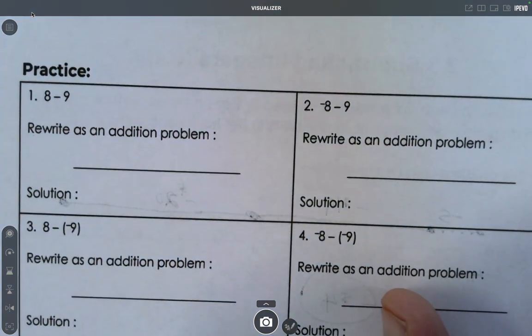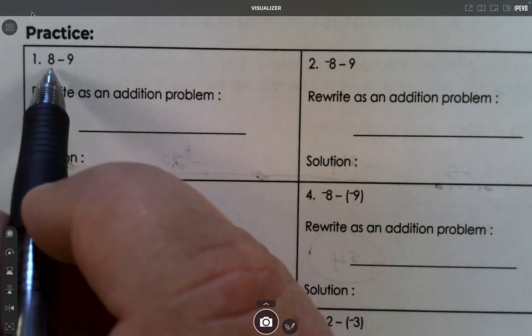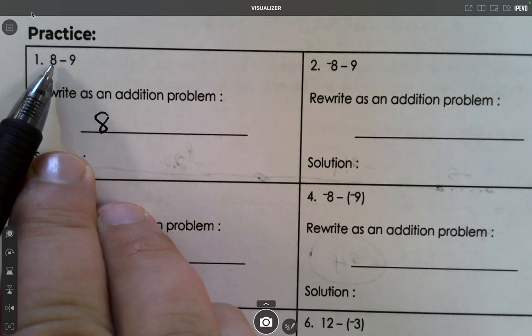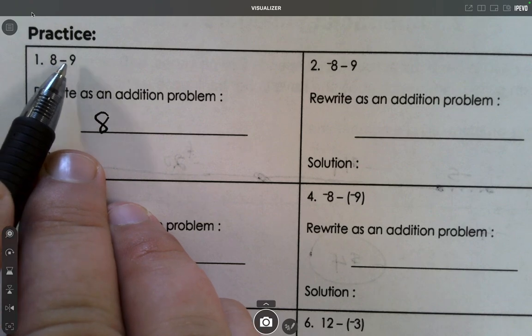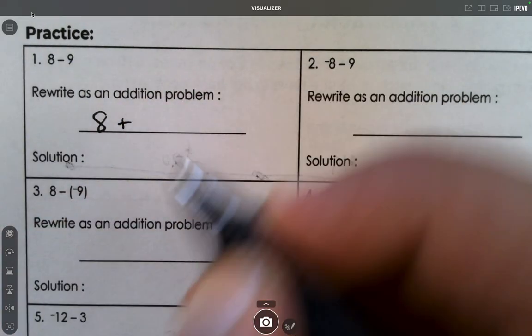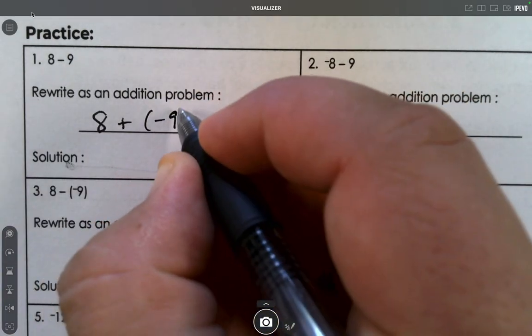So let's practice that out on these questions. So keep, change, change. Keep the 8 just the way it is. Right now, the original problem says 8 minus positive 9. We're going to change that minus to a plus and change that positive 9 to a negative 9.